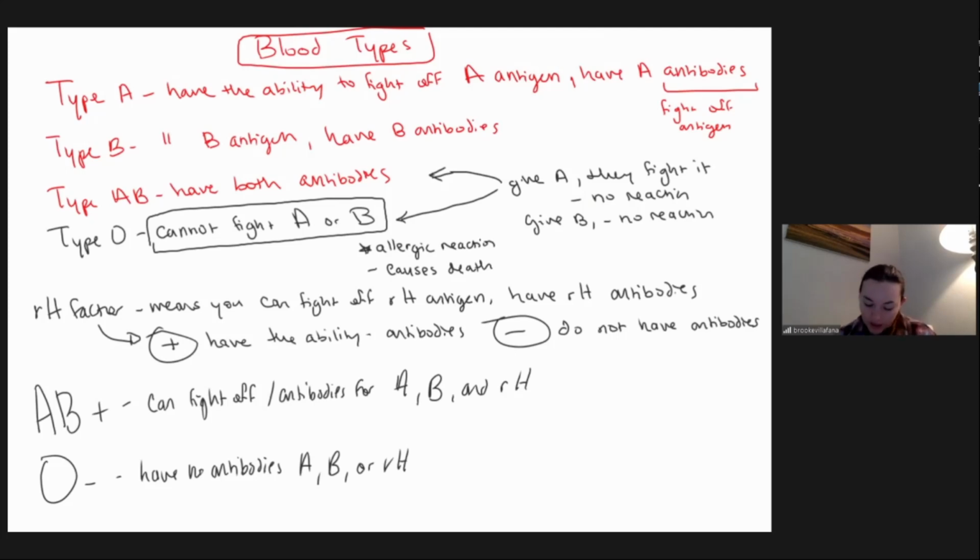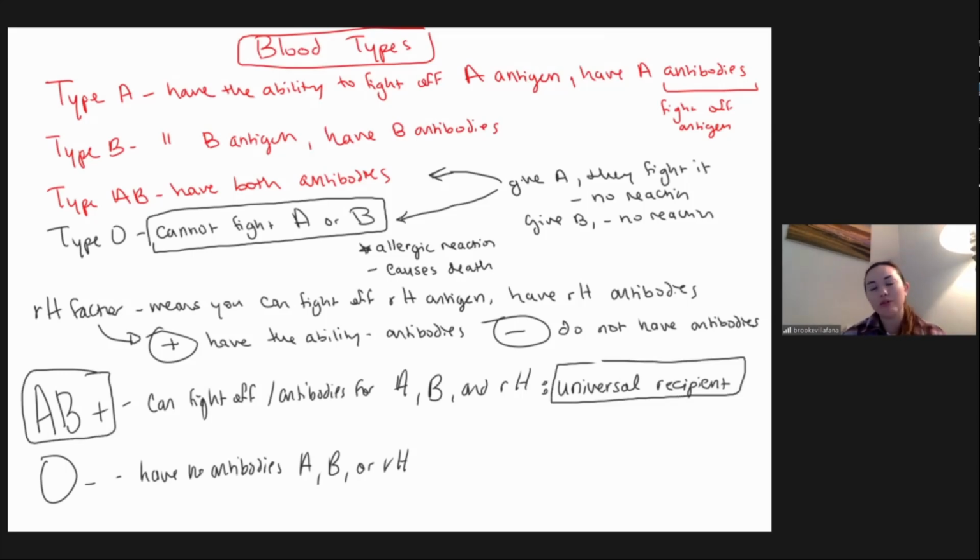So the universal recipient is AB positive. Think about it like this. If you're very selfish, for your own personal benefit, it would be better to be a universal recipient. If you get injured and you're unconscious and you cannot tell them your blood type, no matter what, nothing will happen to you.